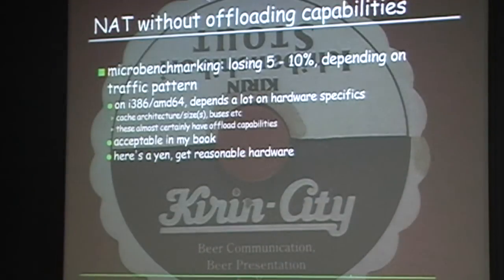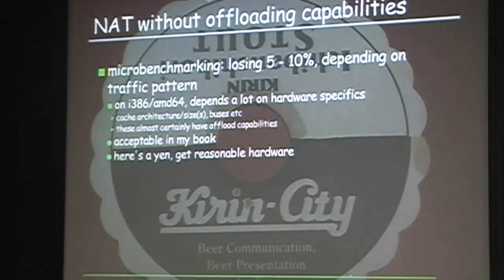So in micro benchmarking, we lose 5 to 10% depending on the traffic pattern. Actually, there's one case that looks really evil. There's 25%, but this is not even micro benchmarking. It's even smaller. That's a constructed case, basically. And this is all on AMD64. That also applies to x86, of course.